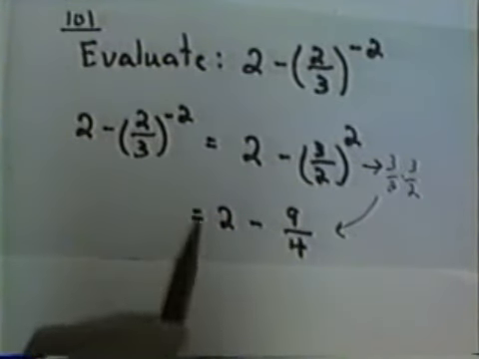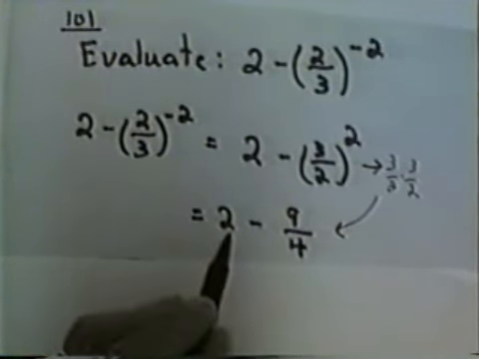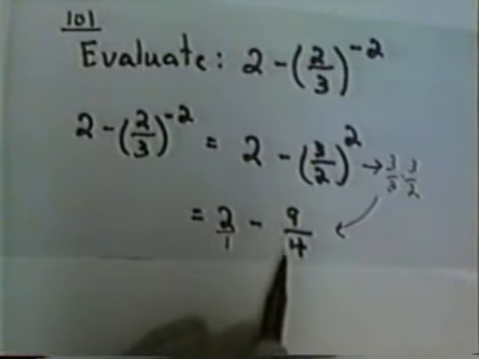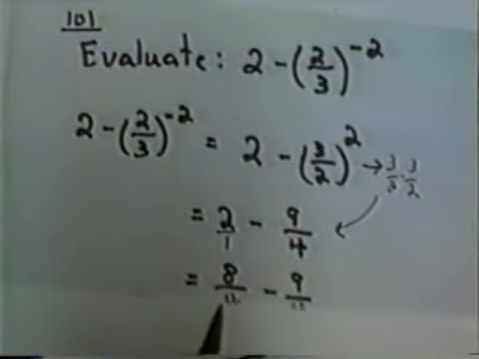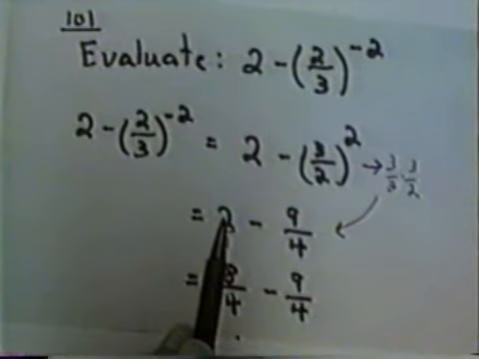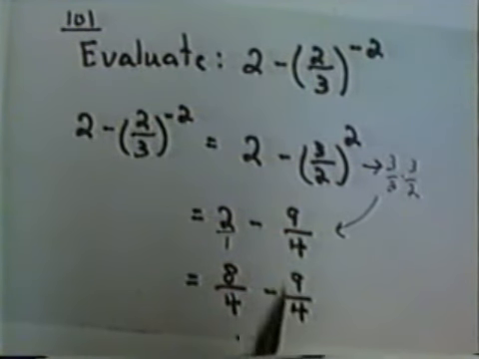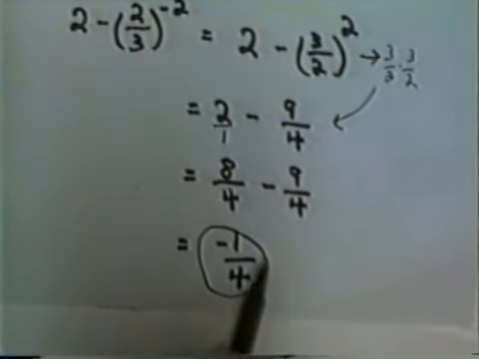Now I need to subtract this fraction. Well, to subtract fractions, I need to find the common denominator. That's understood to be 2/1 subtract 9/4. The common denominator between 1 and 4 is 4. 1 goes into 4 4 times. 4 times 2 is 8. 4 goes into 4 1 time. 1 times 9 is 9. It's the way most of you probably find your common denominator. Now we have 8/4 subtract 9/4. Once you get a common denominator, then you keep the denominator 4 and subtract or add the numerators. 8 subtract 9 would be -1. So the answer is -1/4.